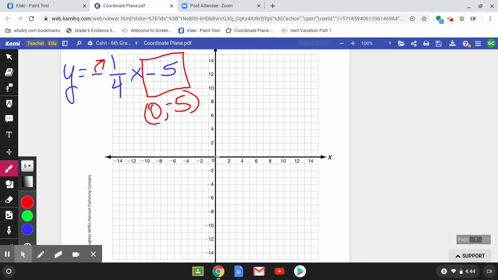I'm not moving left. I'm not moving right. Now my -5 tells me to go down, so I'm going down to -5 and I'm plotting my point. All right, this point landed on my y-axis. I'm now going to use my rise and my run.